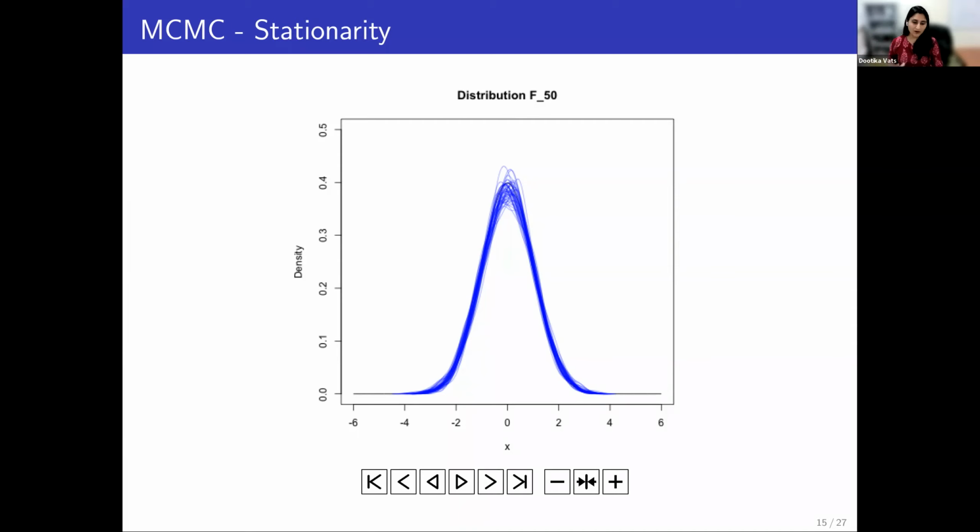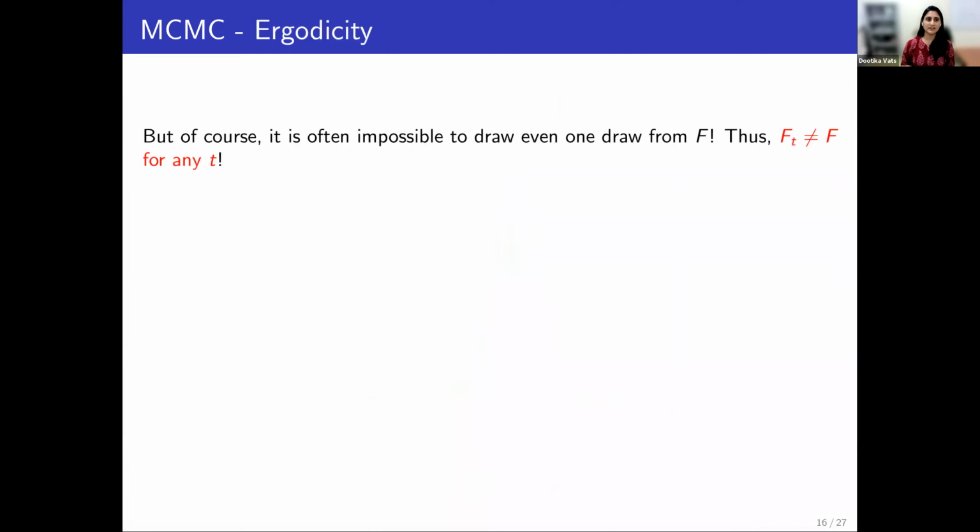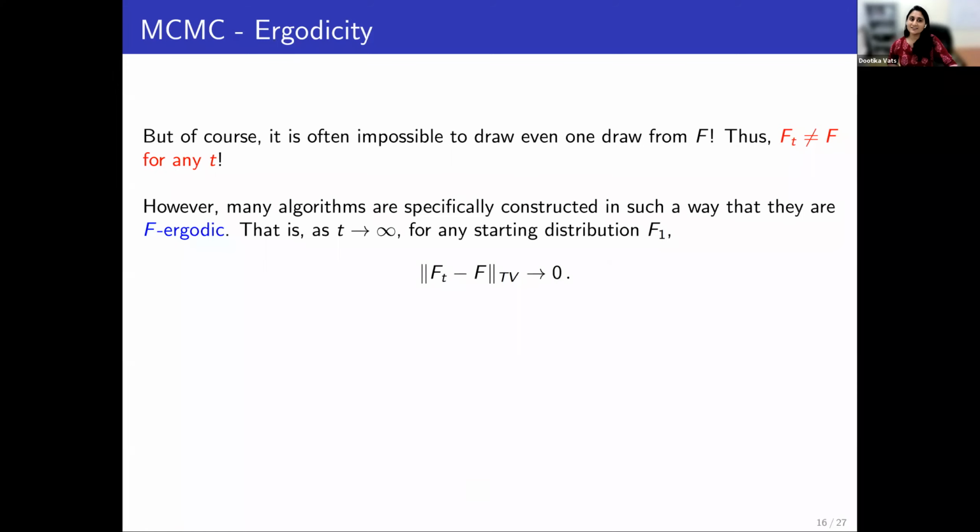Okay? But what if I don't start from F? Certainly, if we can start from F, that means we can also sample from F. IID, right? If we can get one unique draw from F, then I can keep doing that and get many draws from F. But typically, I can't draw from F. It is almost impossible, or very difficult often. Which means that F sub t, the marginal distribution at time t, is not equal to F for any t. So then this leads us to the idea: wait, do we get anything useful?